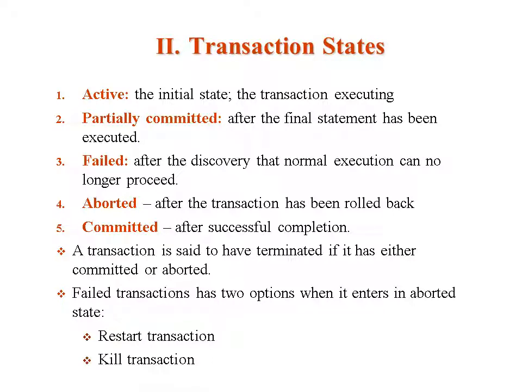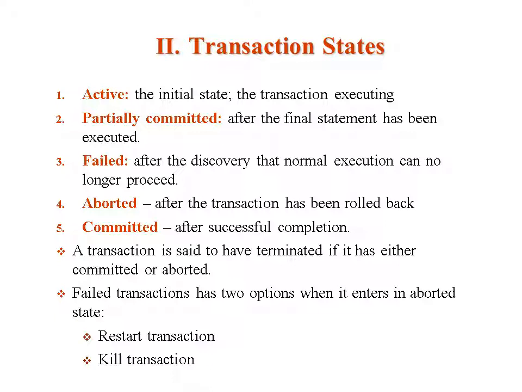Next is transaction states. There are 5 states in which the transaction can be transited. First, active, then partially committed, failed, aborted and committed. Active means the transaction is being executed. It is in the initial state. Partially committed, that means final statement has been executed but the transaction has not been saved yet. Failed, that is after the discovery that normal execution can no longer proceed. Aborted, after the transaction has been rolled back.